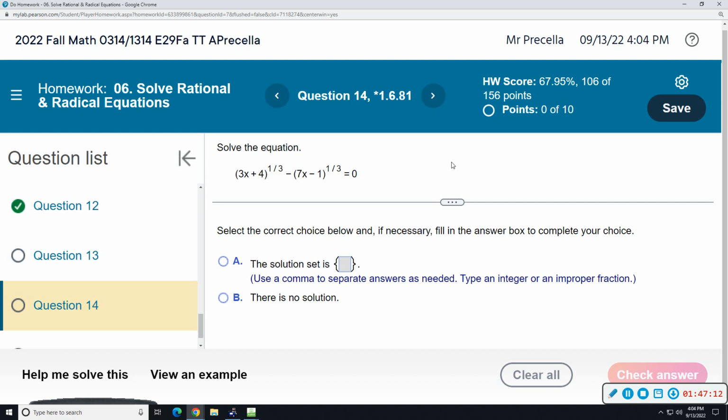3x plus 4, raised to the 1/3, minus 7x minus 1, to the 1/3, equals 0. I used to always like this as a test problem because it looks so hard, but it really isn't. Did I write it down right? Yeah. Okay.